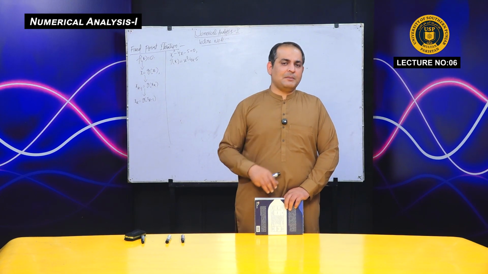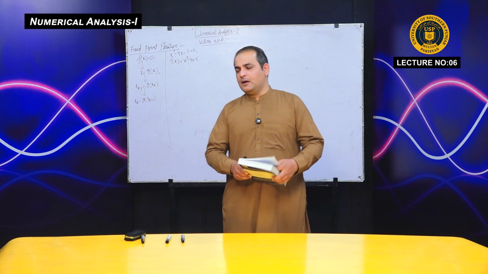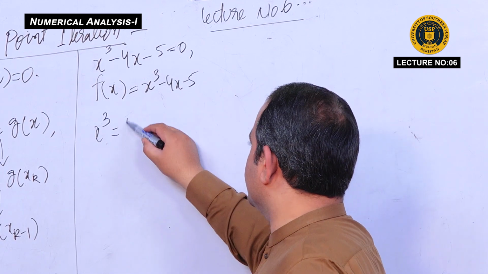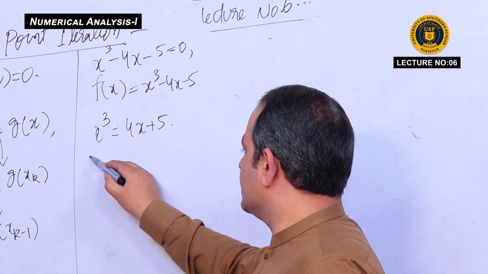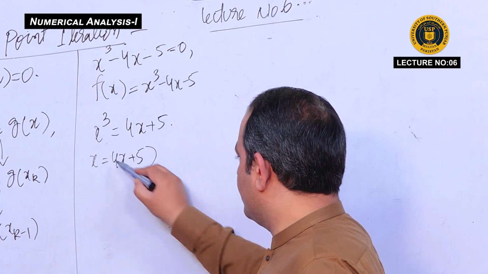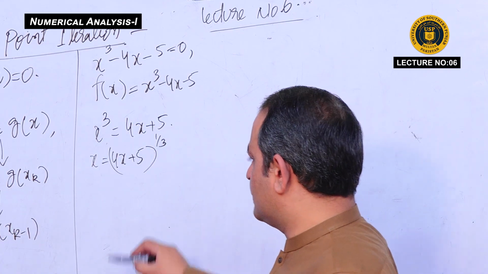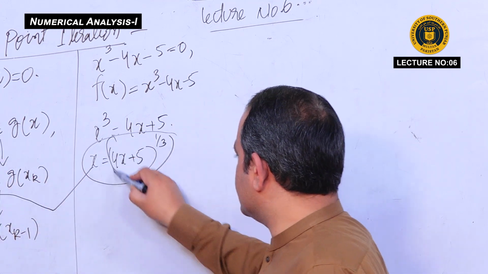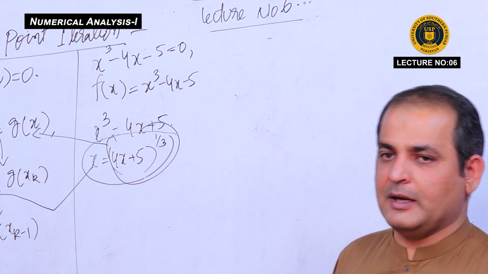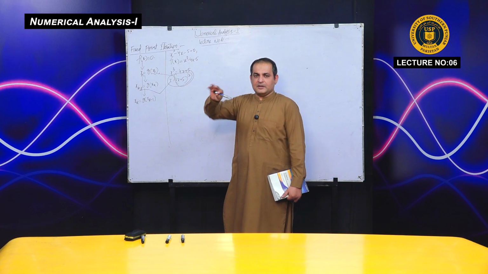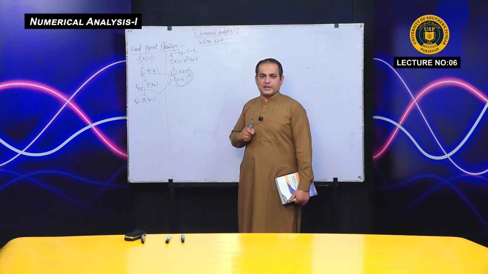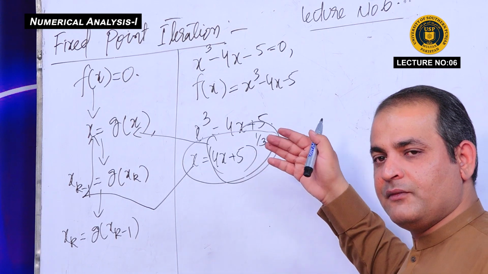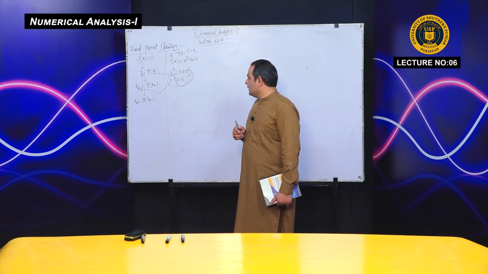There are so many manipulations; one of them is that you keep x cube on one side and move the remaining terms to the other side, so this will become x equals 4x plus 5 whole power 1 by 3. So look at this manipulation. This is your x basically, and this 4x plus 5 power 1 by 3 is your g of x. So you have done an algebraic manipulation on f of x and converted it to the form of the fixed point iteration. Okay, now find the approximate root.